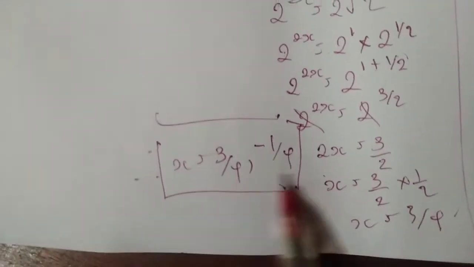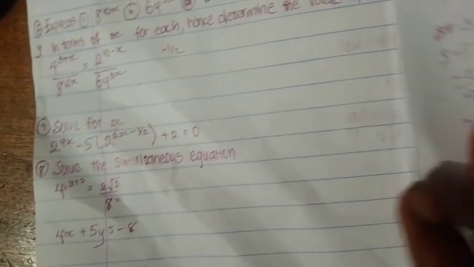So we have gotten our answer. So let's solve for number 8, which is a simultaneous equation.